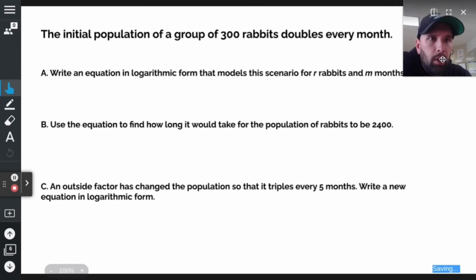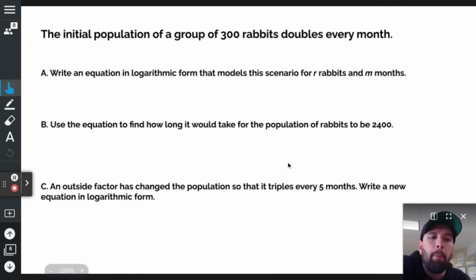Fun. No calculator needed. The initial population of a group of 300 rabbits doubles every month. Neat, those rabbits. Write an equation in logarithmic form that models this scenario for r rabbits and m months.